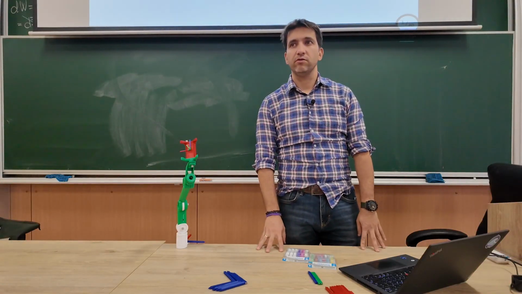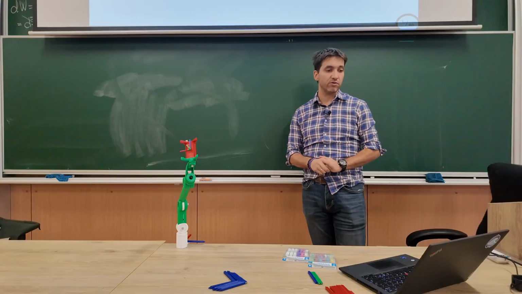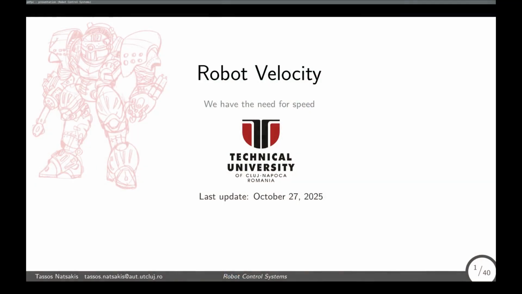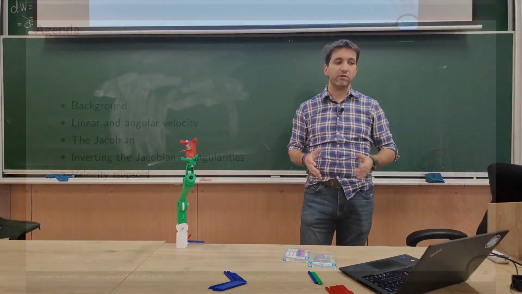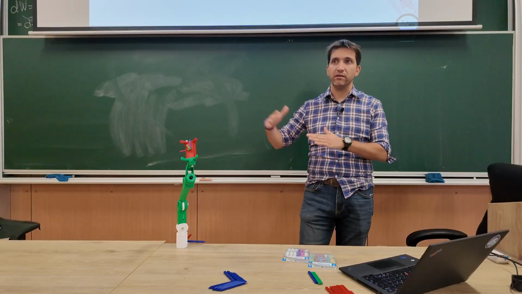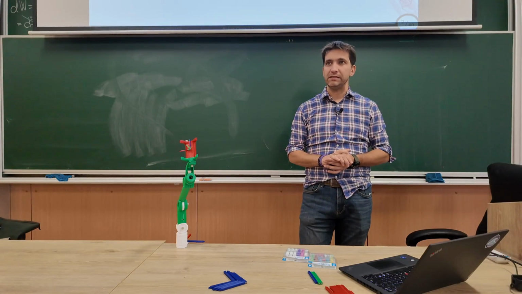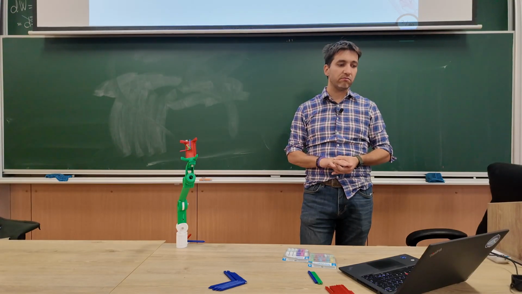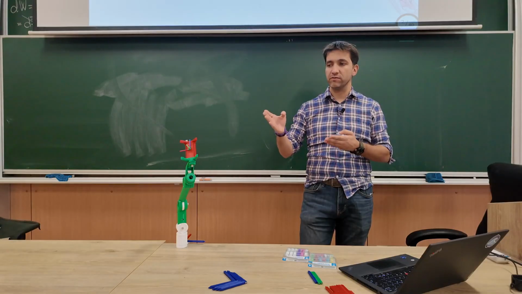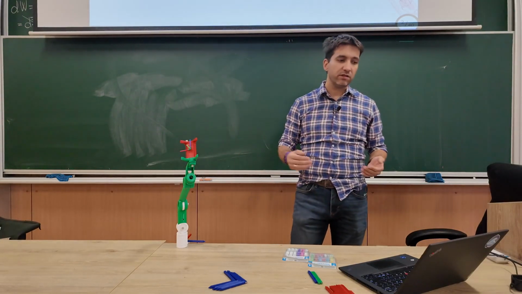All right, so today we'll talk about robot velocity, as I said earlier, because we have the need for speed. As usual, we're gonna have a little bit of background to remember what we talked about last week and see how they're connected with what we'll do today. Which is basically how do we calculate velocities for the robot. We'll see the distinction between linear and angular velocity.